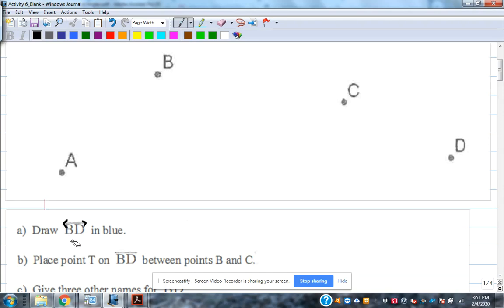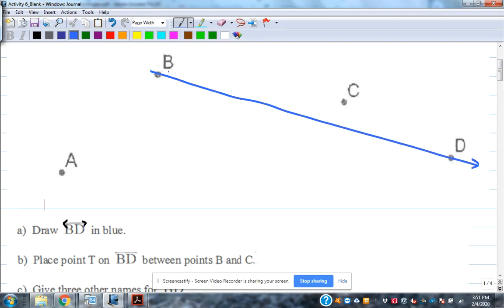Set it to 180 and hope it works. So I'm going to draw it in blue. That's what it asks for. And there's my line. Got a little tick in the middle there where the circles are. But we get a line, and anytime we draw a line, like it says, we're going to put arrows on each end of it. Important part of the notation that we get there. And then it asks us to place point T on line BD.